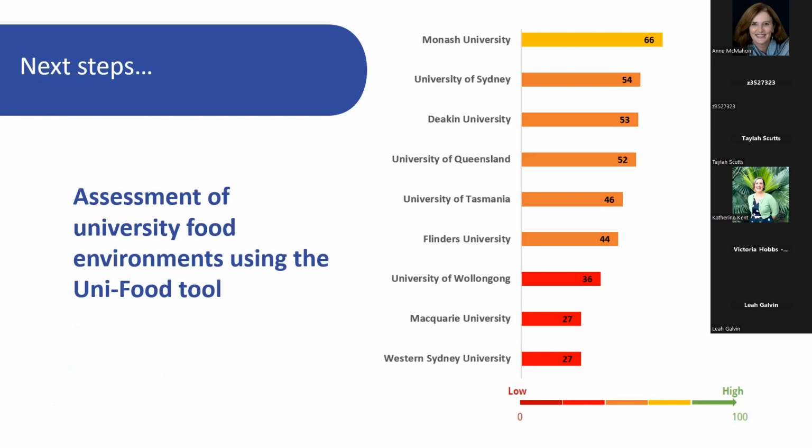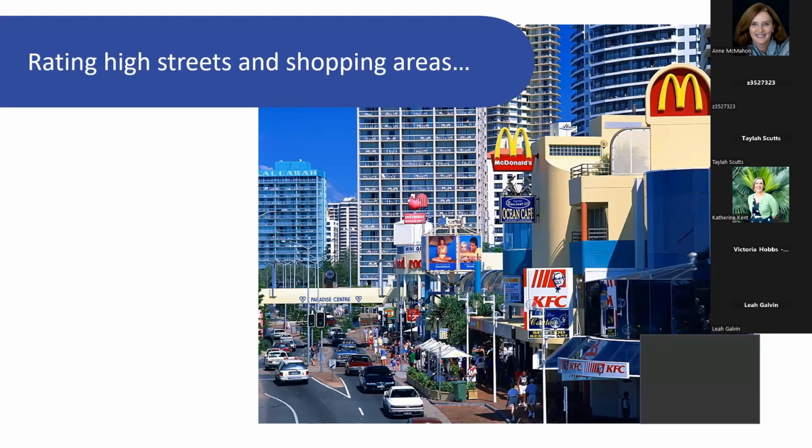So really we see the next steps are for more universities to conduct the assessment, and also to explore other possible areas of assessment. So we really anticipate the transferability of these methods to other complex food environments. So really you could do food courts, schools, hospitals, high street shopping areas. So we see those as the next steps.